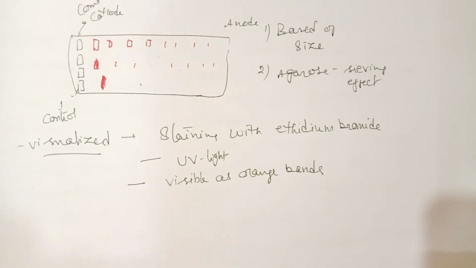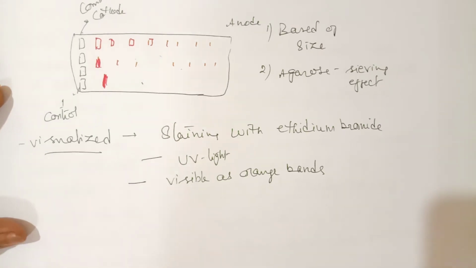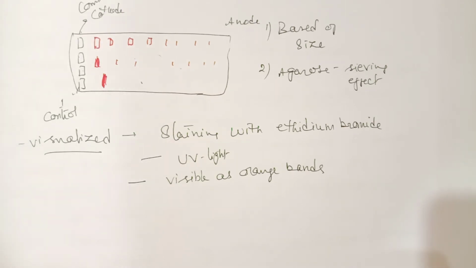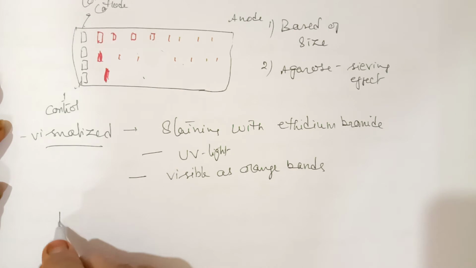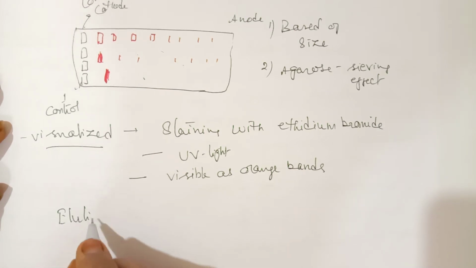So easily we can observe these bands based on the size. Now we obtain the DNA fragments and they are separated based on the size. Now the next step is the DNA fragments have to be separated from the gel piece. So that process is called elution.